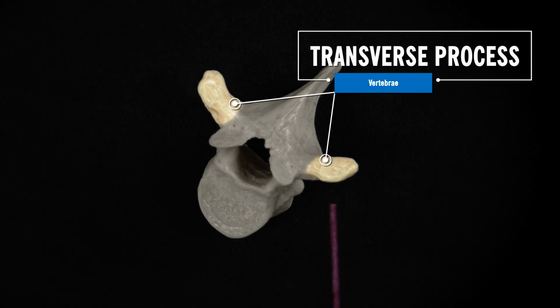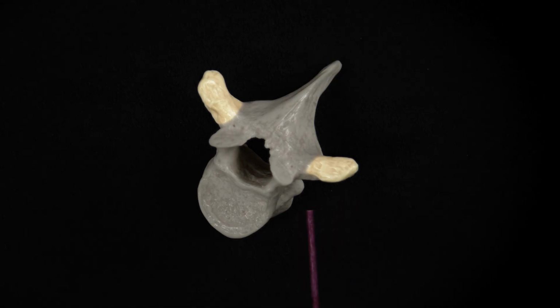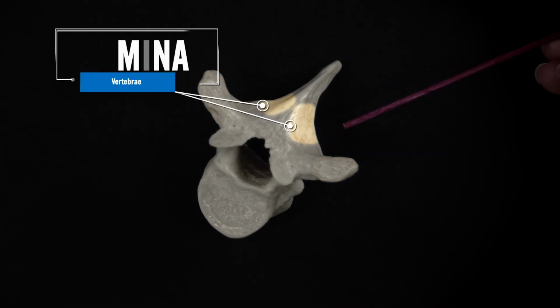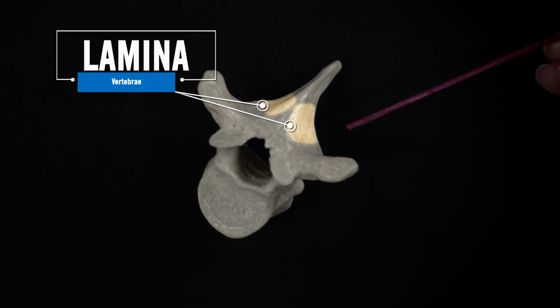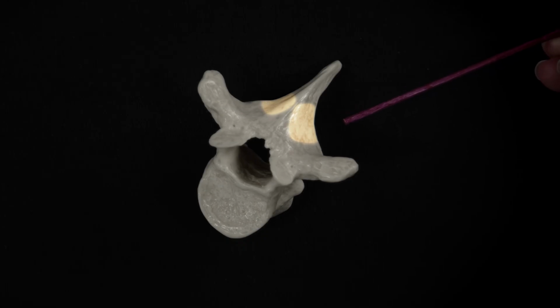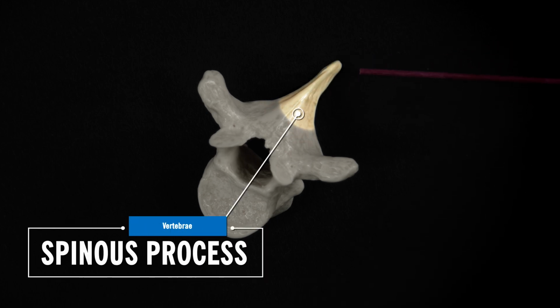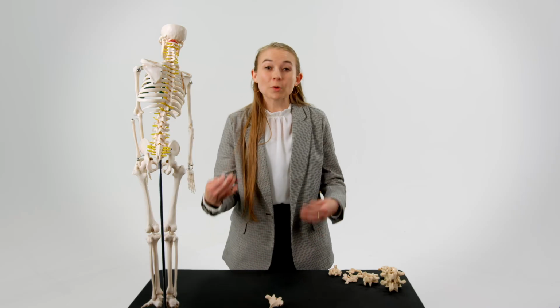This large portion that points sideways is called the transverse process. This portion here is called the lamina, which is between the superior articular process and the spinous process. So this large pointy portion here is the spinous process. This is the part that you can feel when you bend over.